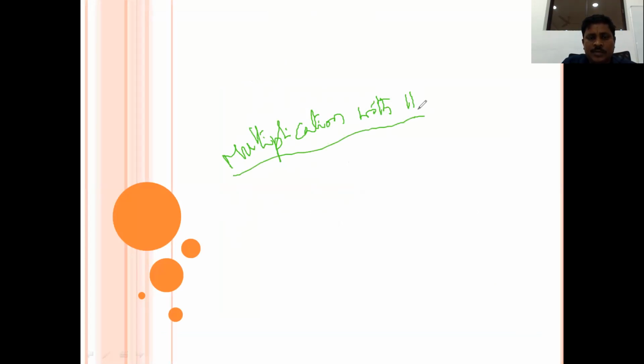See, first one, multiplication with 11. So multiplication with 11. So how to multiply any number with 11? Generally, suppose you know 8 into 11, we can easily say that 88. Suppose a number like this, 98563 into 11.